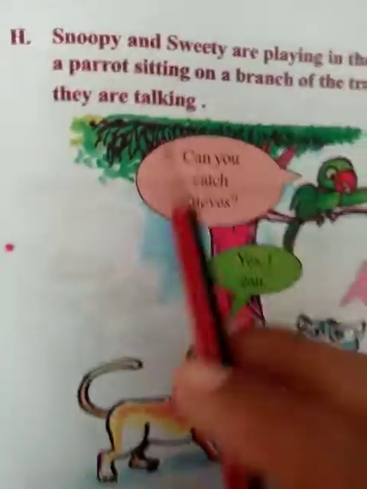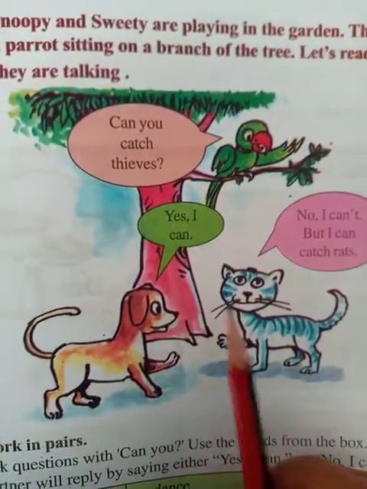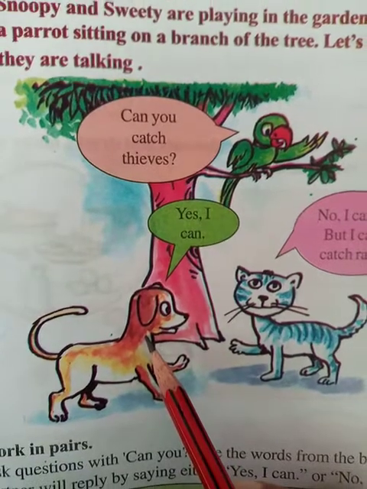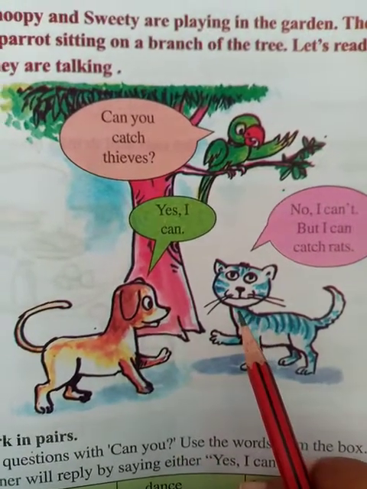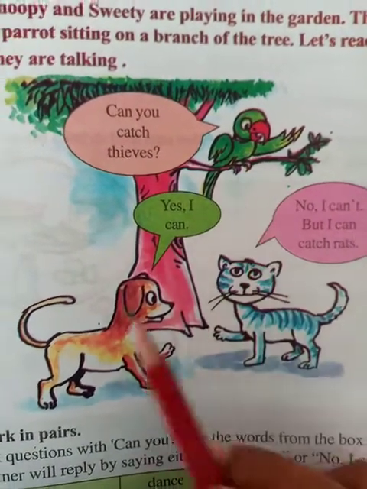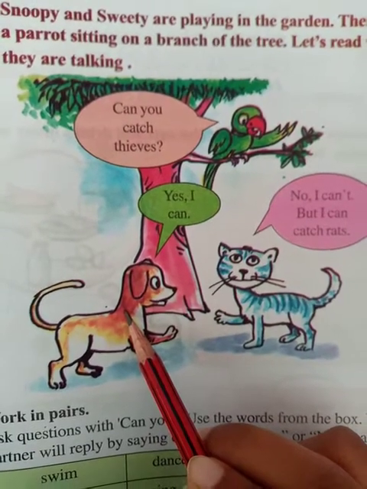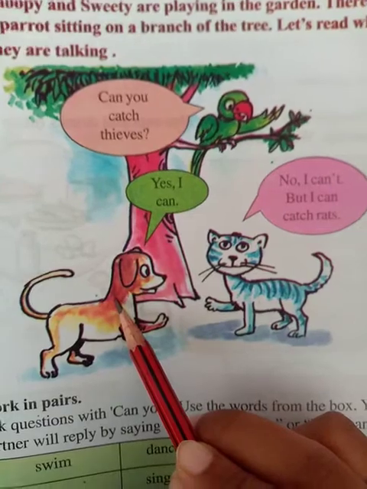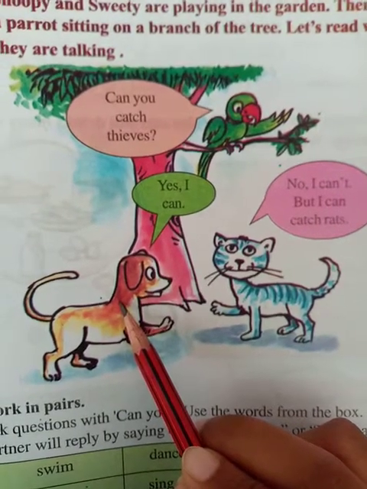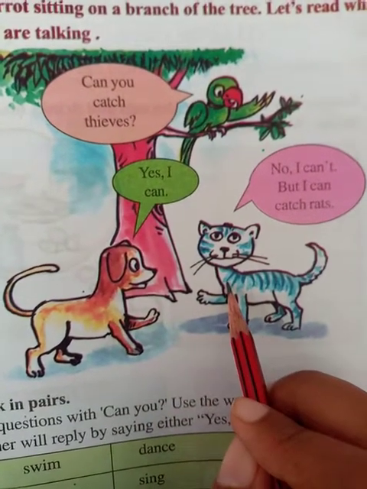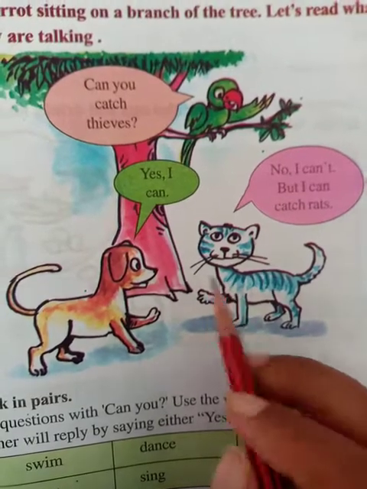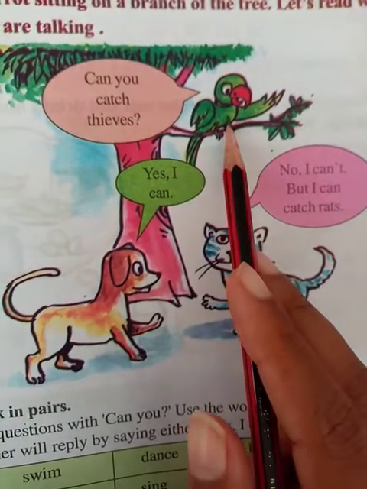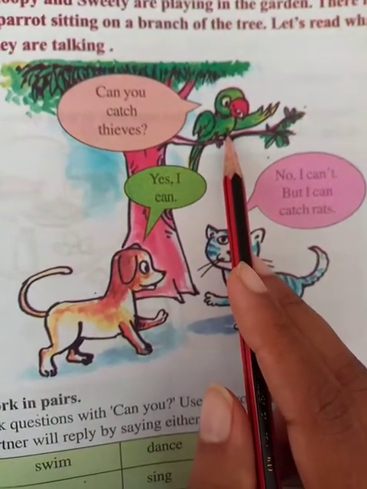Yes, so we have finished this. Now turn to page number 45. Here you see, what can you see in this picture? Here there is a dog. Here it is a cat. Here it is a parrot. What is the spelling of dog? D-O-G, dog. What is the spelling of cat? C-A-T. What is the spelling of parrot? P-A-R-R-O-T.